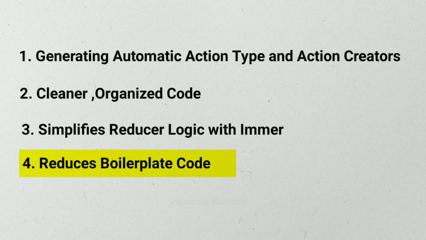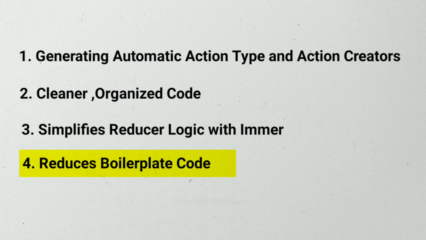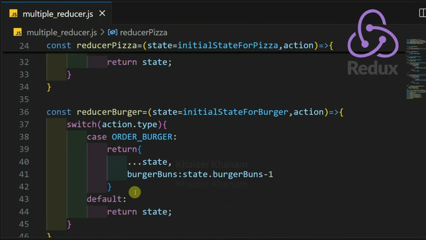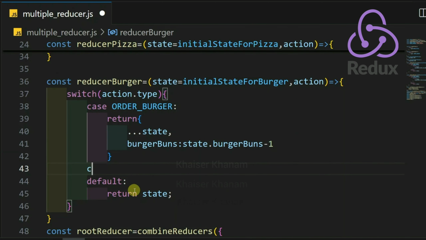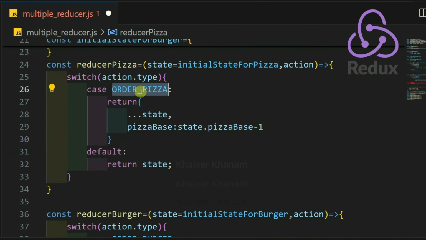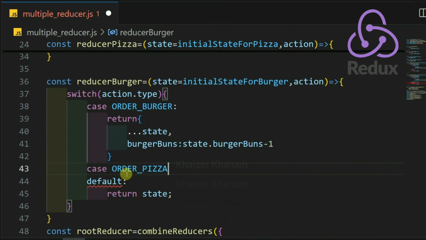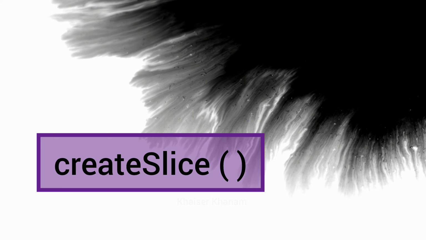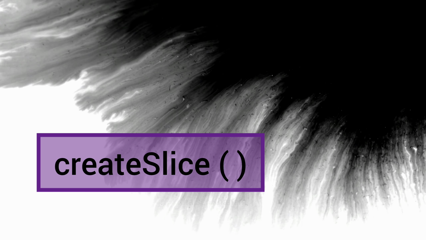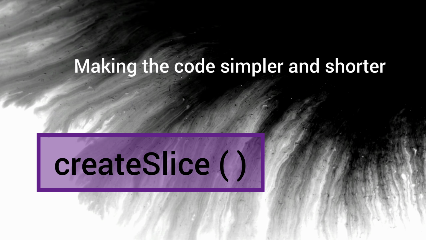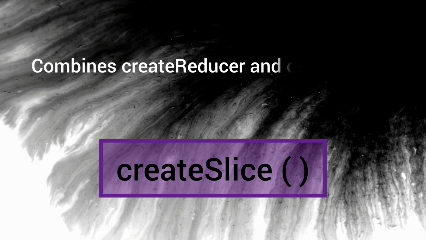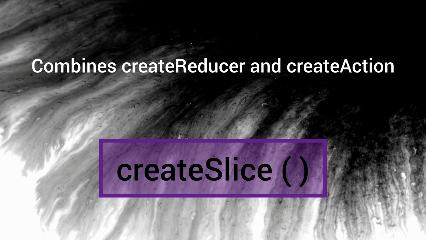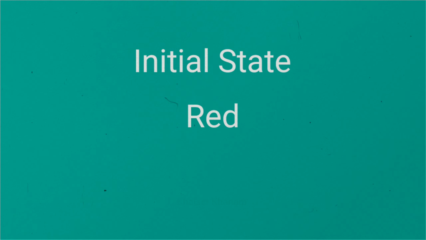And the last, fourth benefit is that it reduces boilerplate. Traditional Redux setup requires defining action types, action creators, and reducer functions separately, which can lead to a lot of repetitive code. But using this createSlice function, we are going to combine all into a single slice, making the code simpler and shorter. So createSlice combines createReducer and createAction to automatically generate initial state, reducers, and action creators.